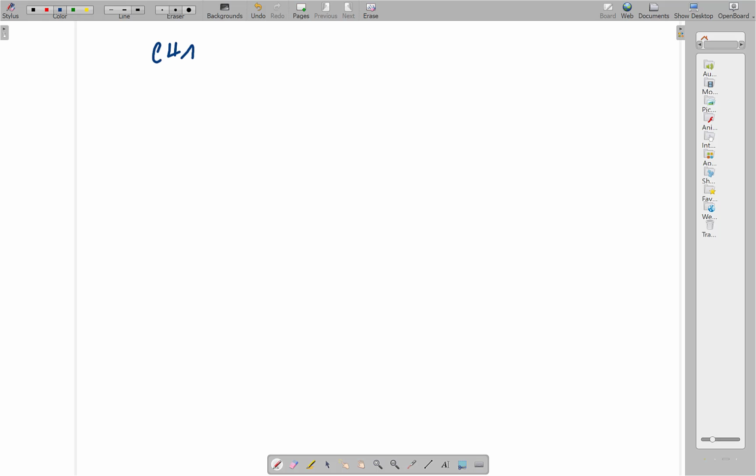Chapter 12.5, Exponential form of complex numbers.